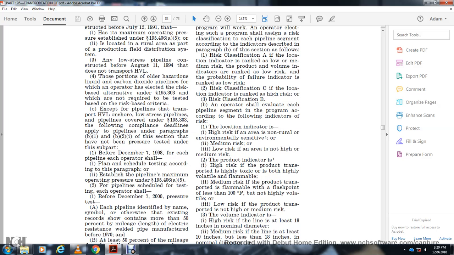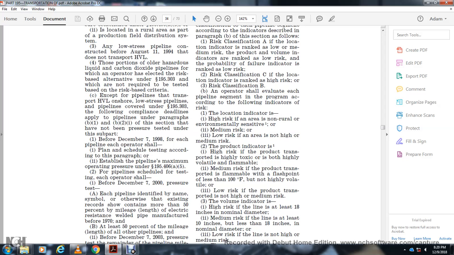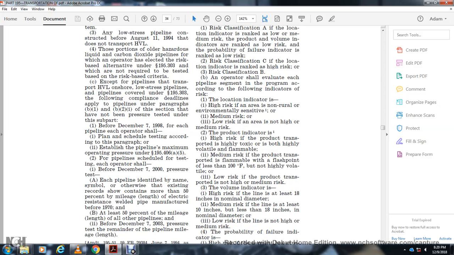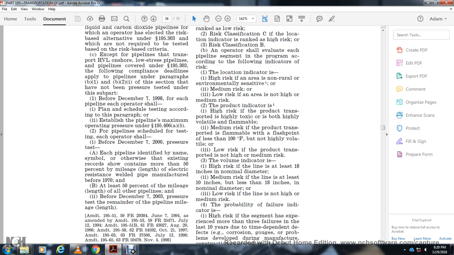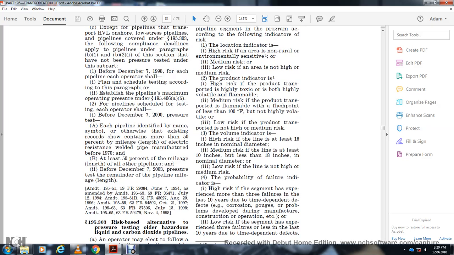The transported product is not high or medium risk. Volume indicator: high risk is if the line is 18 inches or more in diameter, medium risk if the line is at least 10 inches but less than 18 inches nominal diameter, low risk for those lines that do not have medium risk. Probability of failure indicator: high risk is a segment that experienced more than 3 failures in the last 10 years due to factors such as corrosion, gaps, and problems developed during manufacturing, construction, operation, etc.